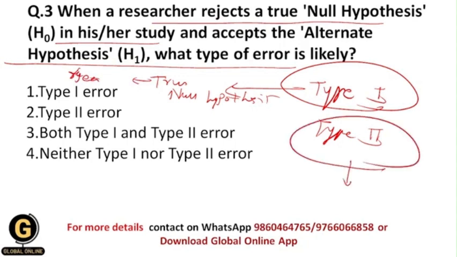and whenever type 2 error occurs, in that situation we are going to accept the false null hypothesis.